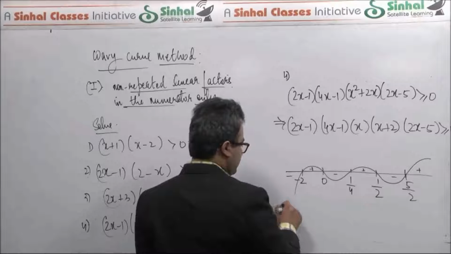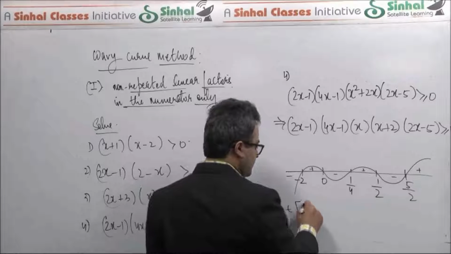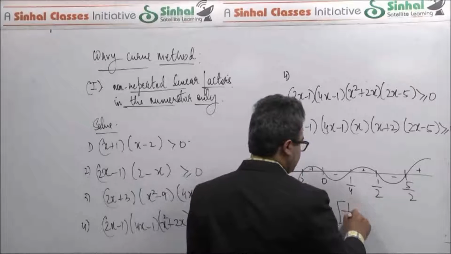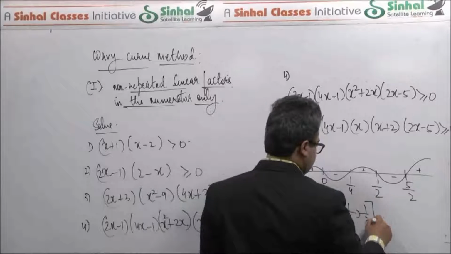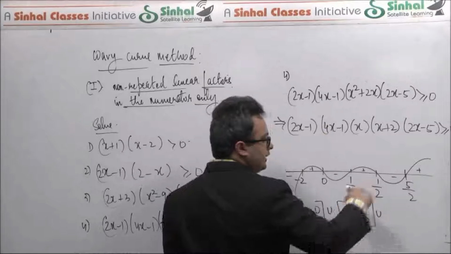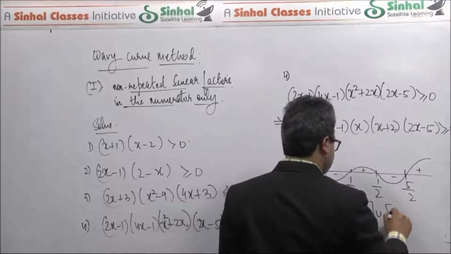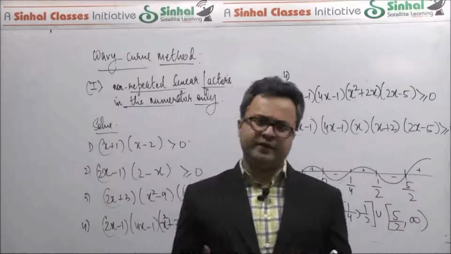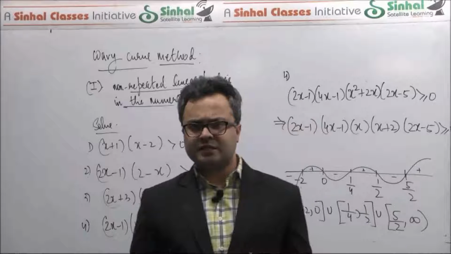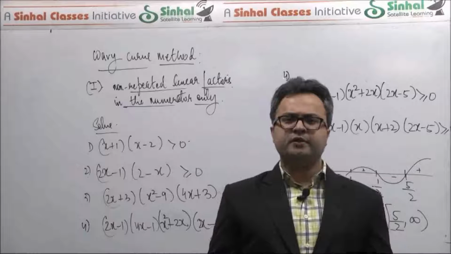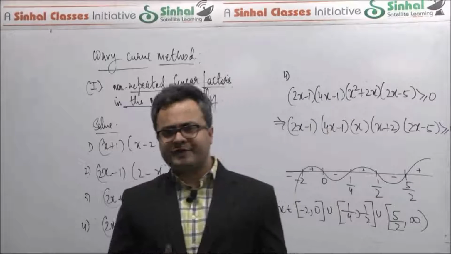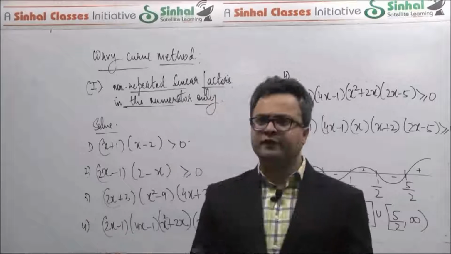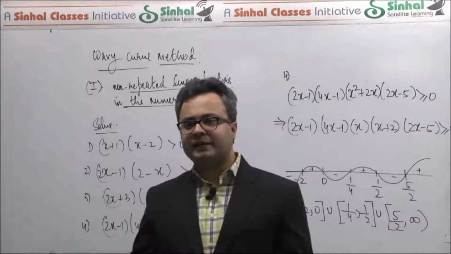So the answer should be between minus 2 to 0, or any value greater than or equal to 5 by 2. So the first case that we have essentially seen is inequalities of the form f of x greater than 0, less than 0, greater than or equal to 0, less than or equal to 0, where f of x is essentially a product of a finite number of non-repeated linear factors.